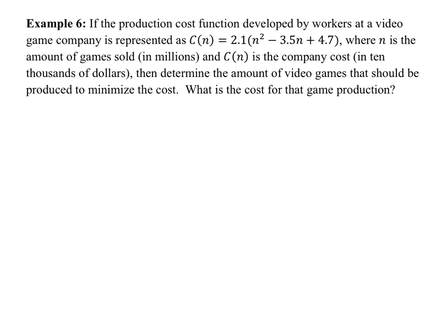All right, so let's take a look. Can somebody step me through the process they took? What do you have for me? When you distribute 2.1, it becomes 2.1n squared minus 7.35n plus 9.87.